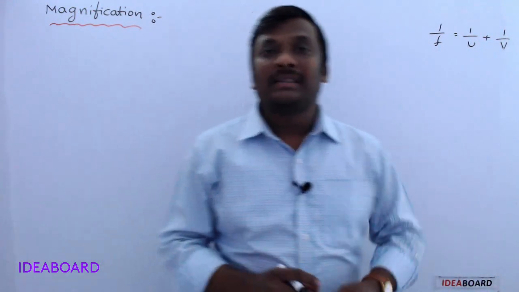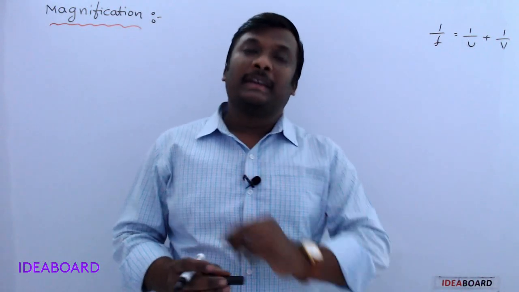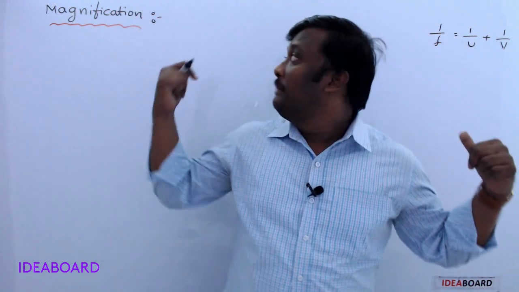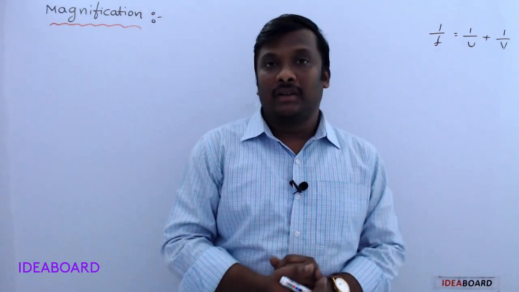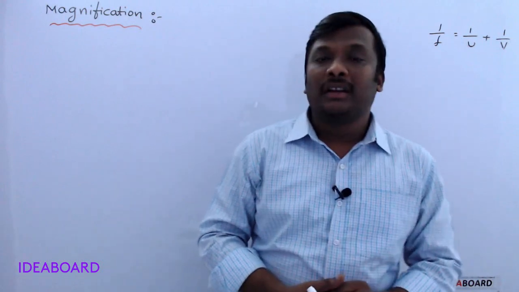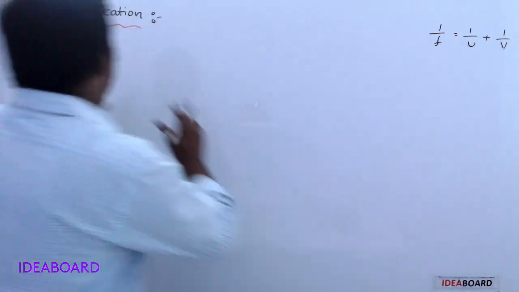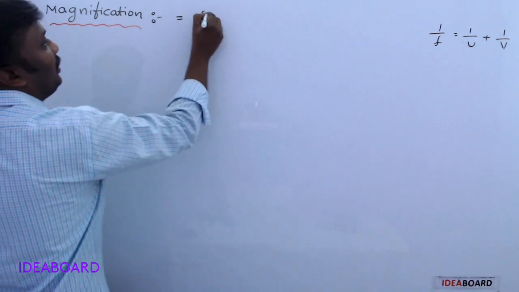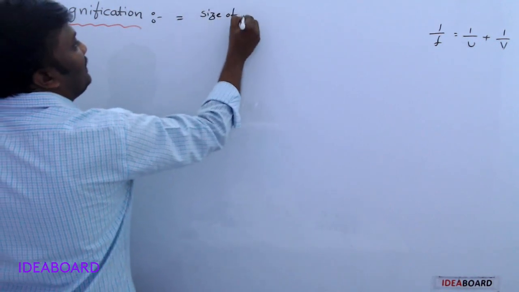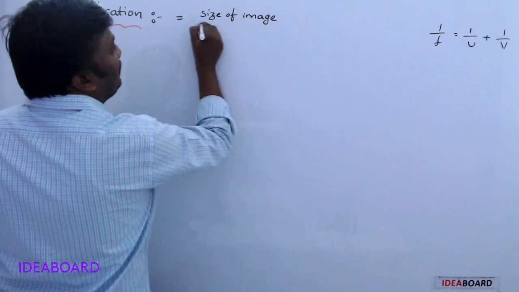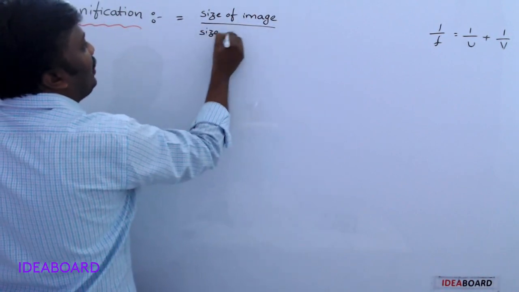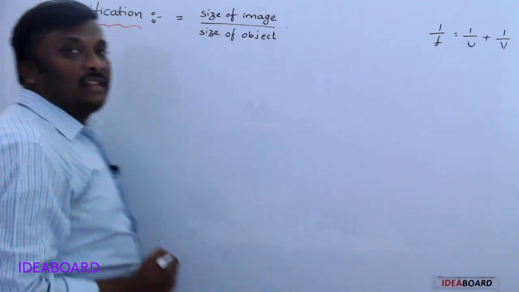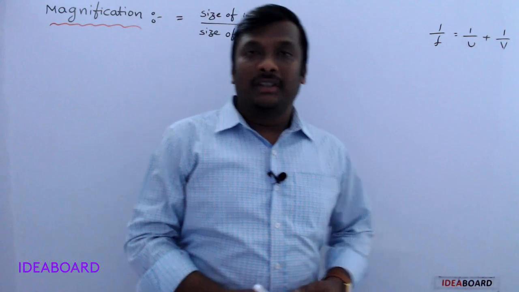Numericals corresponding to spherical mirrors always ask a combination of both magnification and the mirror formula. It's very important, listen carefully. Magnification is simply defined as the ratio of the size of the image by the size of the object.